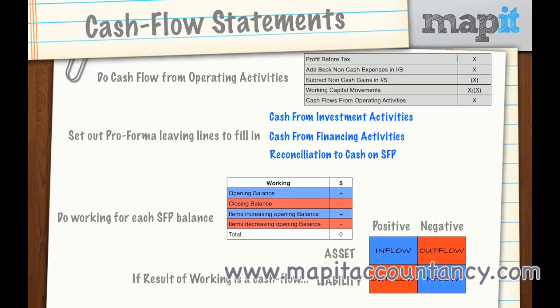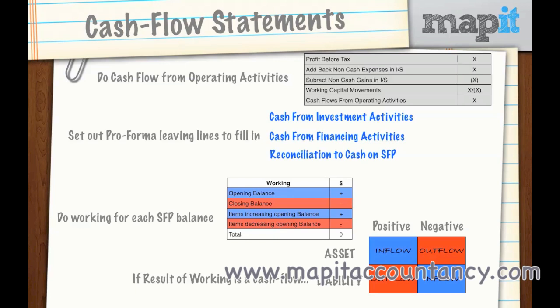So the steps for a cash flow statement. Number 1, you do your cash from operating activities in your pro forma. Number 2, you set out the rest of your pro forma, leaving lines to fill in the answer from your workings. And number 3, do those workings.